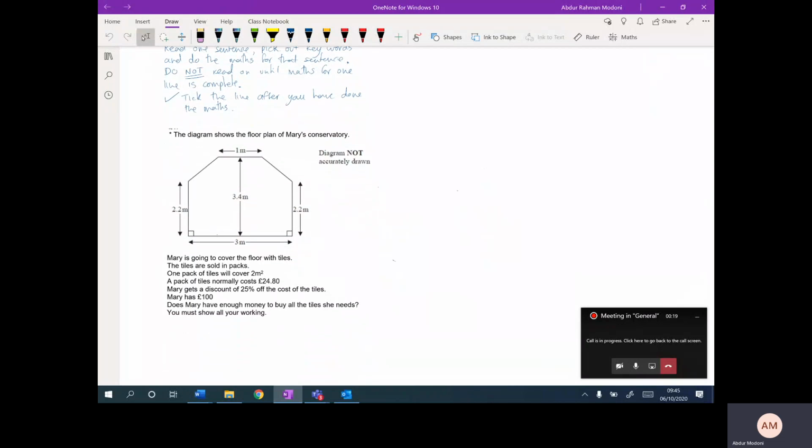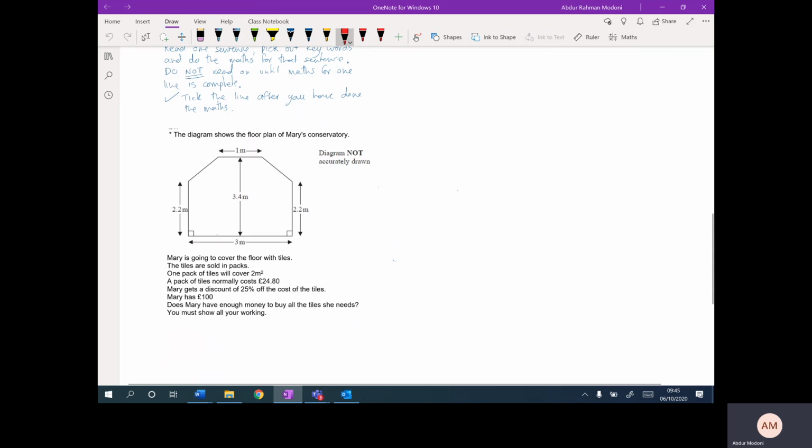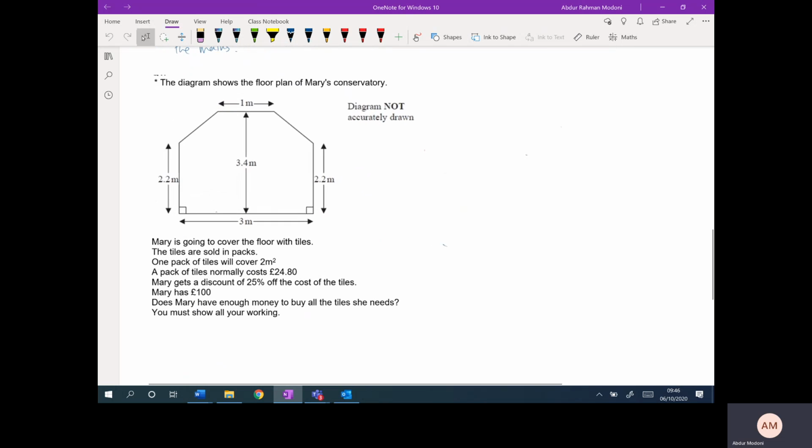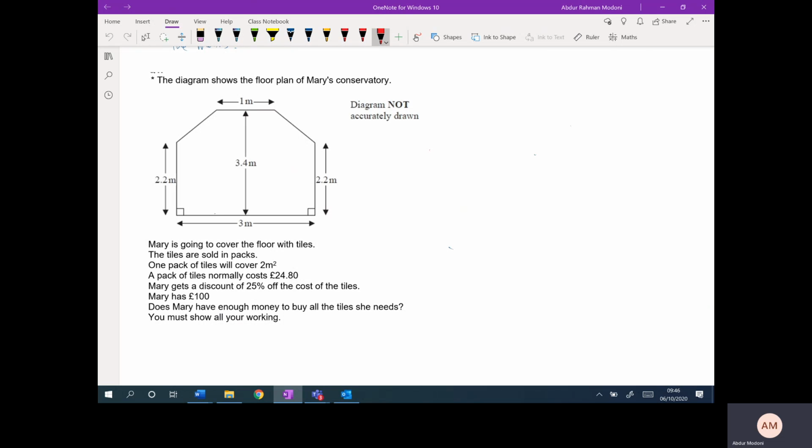So here we're going to attempt this area question, or this problem solving question, using line by line maths. That line by line maths approach is to read the question one sentence at a time, pick out the keyword, and do the maths for that sentence. Do not read on until the maths for that line is complete. After you've completed it, tick the line and then move on to the next line. So let's apply this approach to this particular question here.